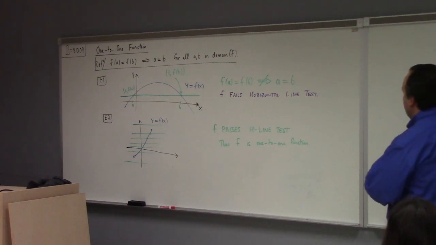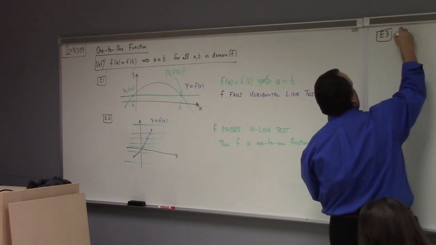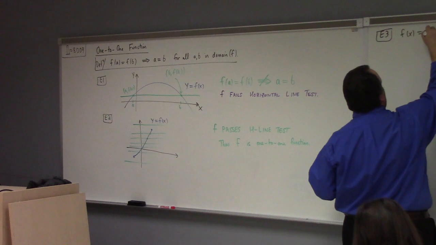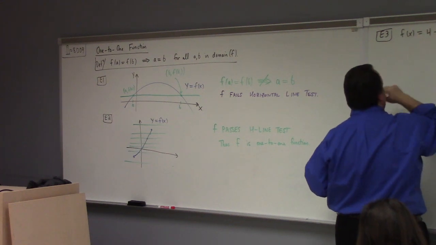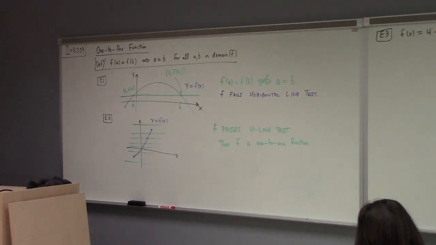Let's do one where we can make the graph ourselves. Like example three, how about this? f of x equals, I don't know, 4 minus x squared. That's kind of a nice function. Is this function one-to-one? Can you graph this function?